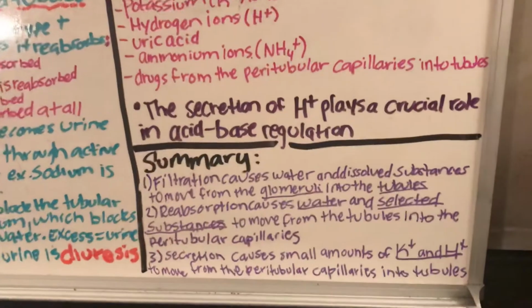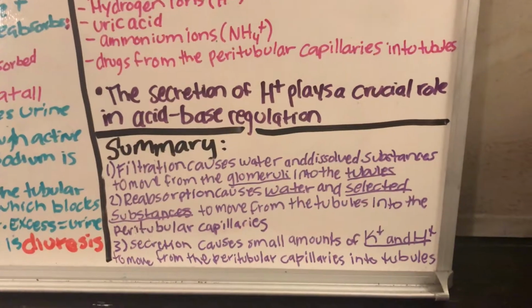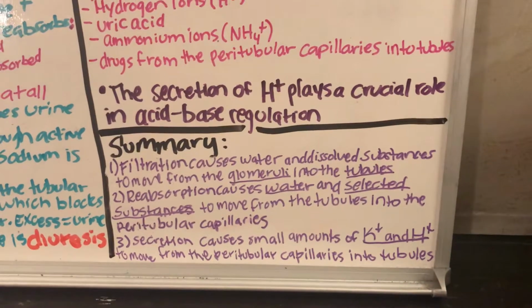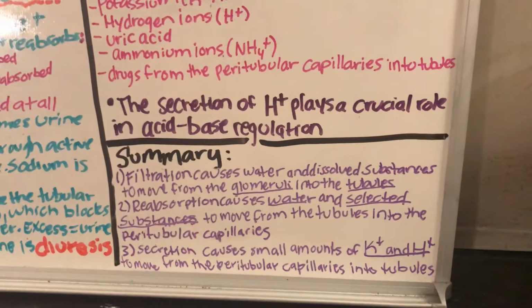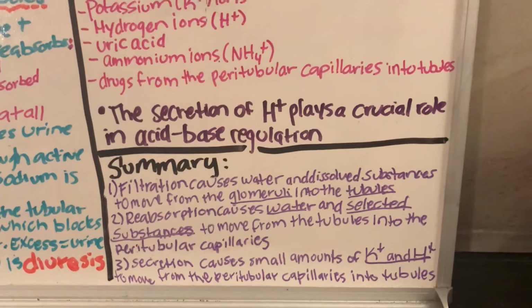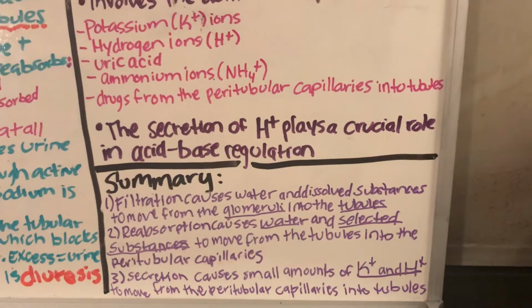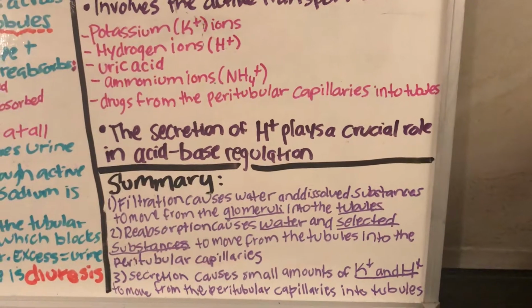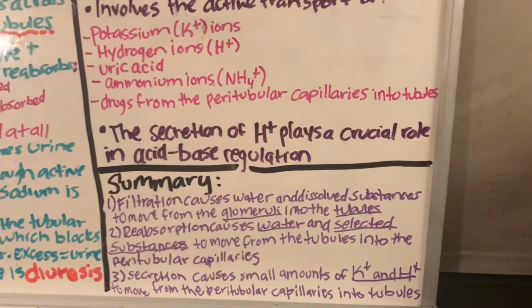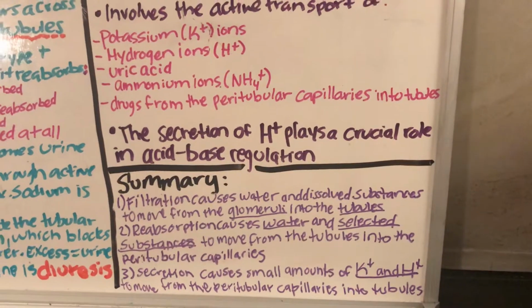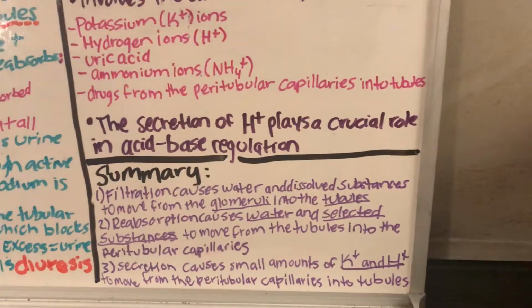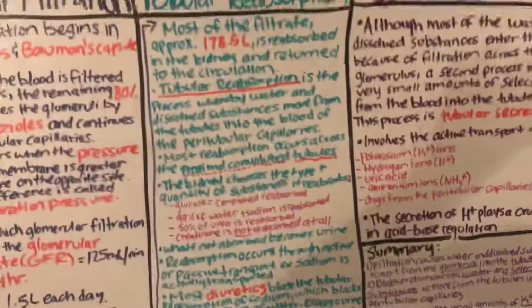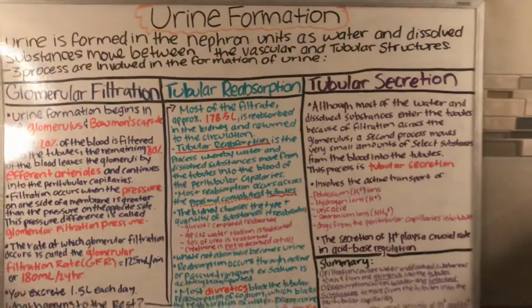To sum up what we just said, filtration causes water and dissolved substances to move from the glomeruli into the tubules. Reabsorption causes water and selected substances to move from the tubules into the peritubular capillaries. And secretion causes small amounts of potassium and hydrogen to move from the peritubular capillaries into the tubules. So that is the urine formation.